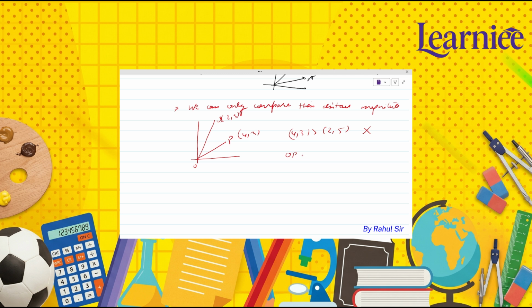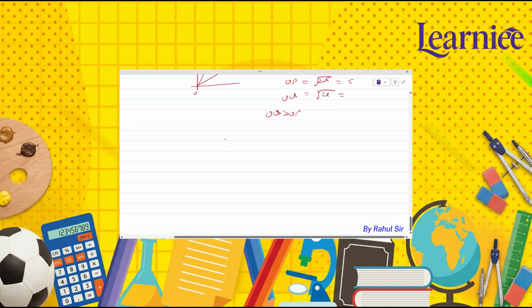So what are the distances? Let's say OP is, 4 squared is 16, 3 squared is 9, so it's 25. Okay, OP is 5 and OQ is, 25 plus 4 is 29, sorry, OQ is root 29. Okay, so we can say that OQ is greater than OP, but we can't compare the points. Same in vectors also.